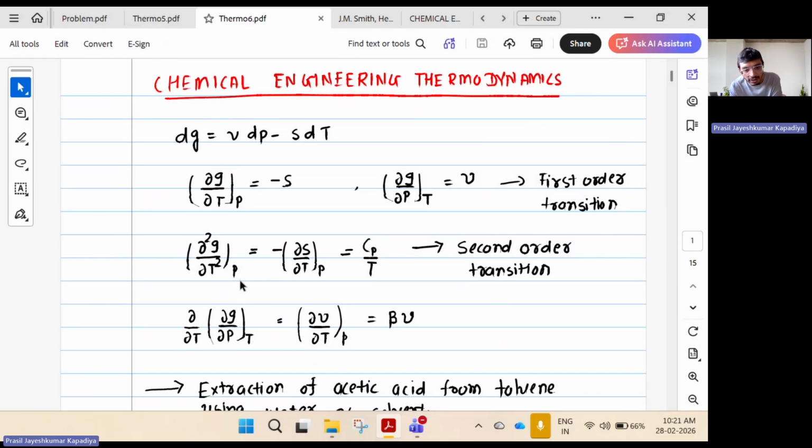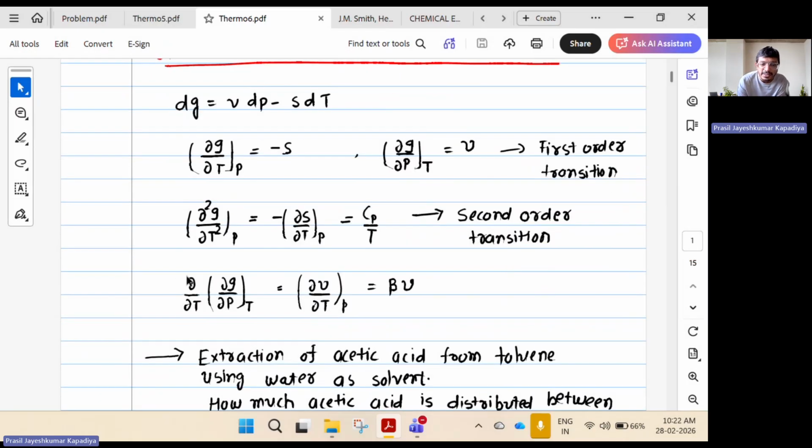by del T square at constant pressure, that is nothing but minus of del S by del T at constant pressure. And in our earlier class, we have seen that this del S by del T at constant pressure is nothing but Cp by T. So this is my second order transition. Further, if I do del T of this del G by del P at constant temperature term, I get del V by del T at constant pressure, and that is nothing but beta into V. This is also something we have seen in the previous classes.